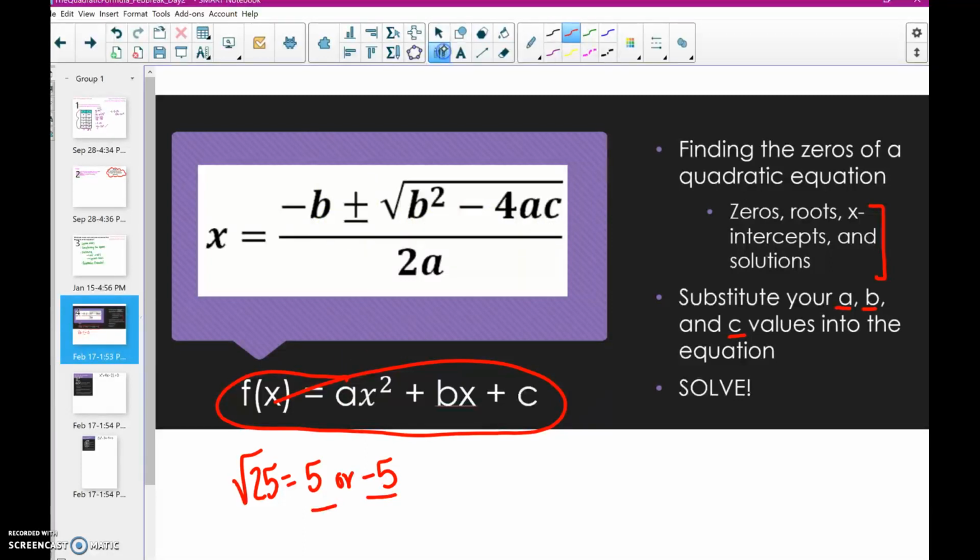So this song is to the tune of Pop Goes the Weasel, so it's kind of like a childhood song. But this is how it goes, to help you remember the quadratic formula.